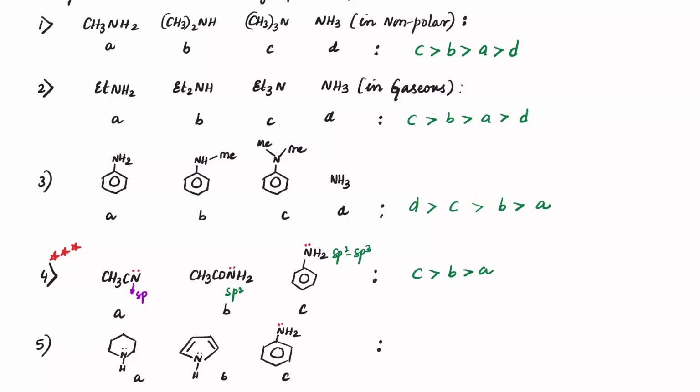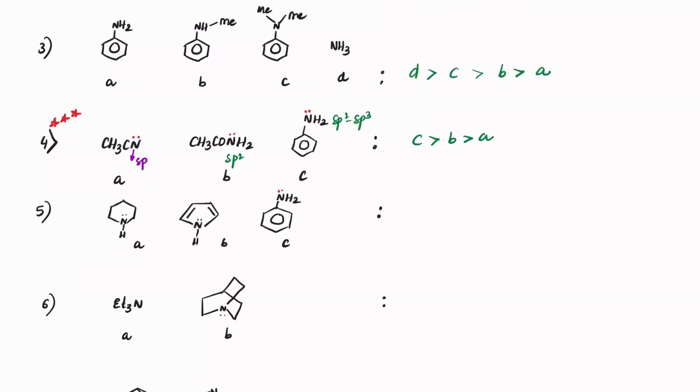And what is the next one? Fifth one. This is completely localized. This is localized. This is highly delocalized. This is also delocalized. So first one is A, then C, then B. Okay. Here, this is localized.